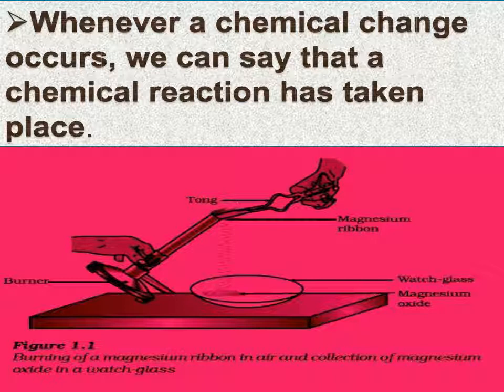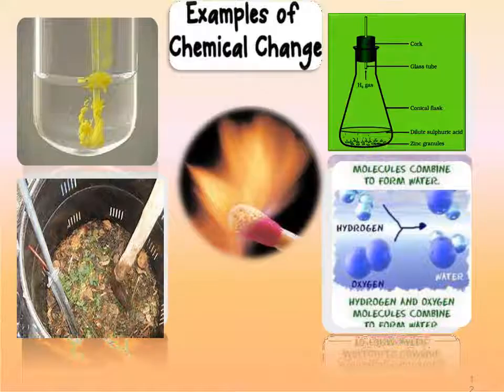Here we are burning a magnesium ribbon with the help of a burner, and the ash formed is collected in the watch glass, and the ash contains magnesium oxide, which is white in color. This experiment is very important and we are going to do it in the laboratory whenever you come to the school.